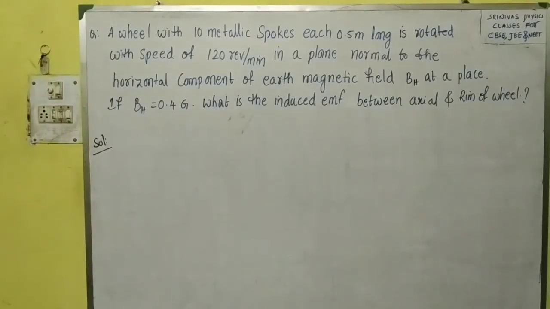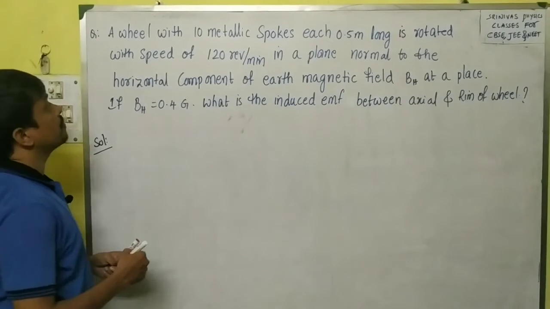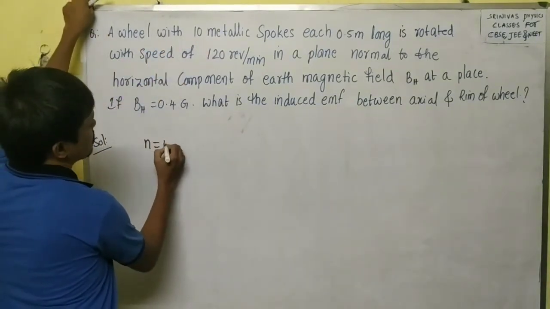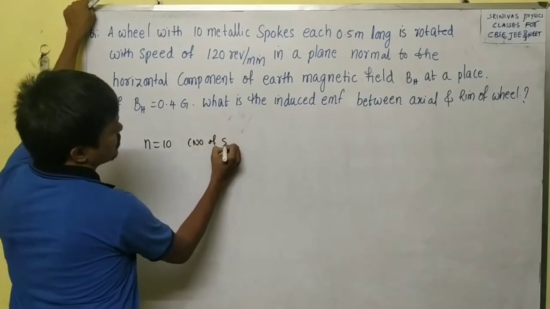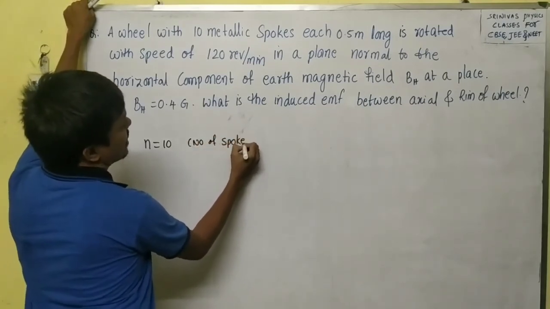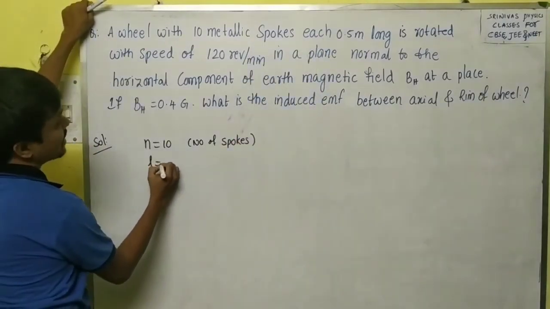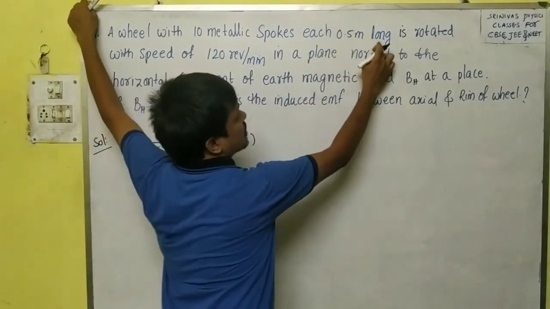Okay, let us discuss one problem. It's very important. It's a CBSE problem. A wheel has 10 metallic spokes. This is the number of spokes. The length of each spoke is 0.5 meters.